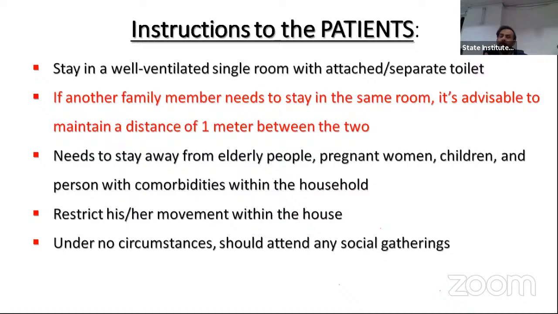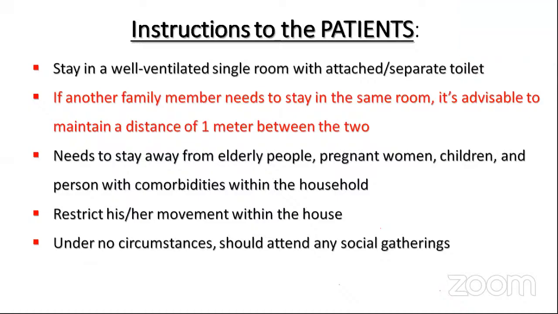Sometimes you may have two or three patients in the same room, in the same house, and because they are of the same type of cohort, all are COVID positive, that time we may allow, but ideally we should not allow. So we should tell the patient strictly that you should keep isolated, particularly from elderly people, household members, pregnant women, children in the household, or any person in the household who is having some comorbid condition. Patient should restrict his or her movement within the house. That's very important. Under no circumstances should the patient attend any social gatherings.